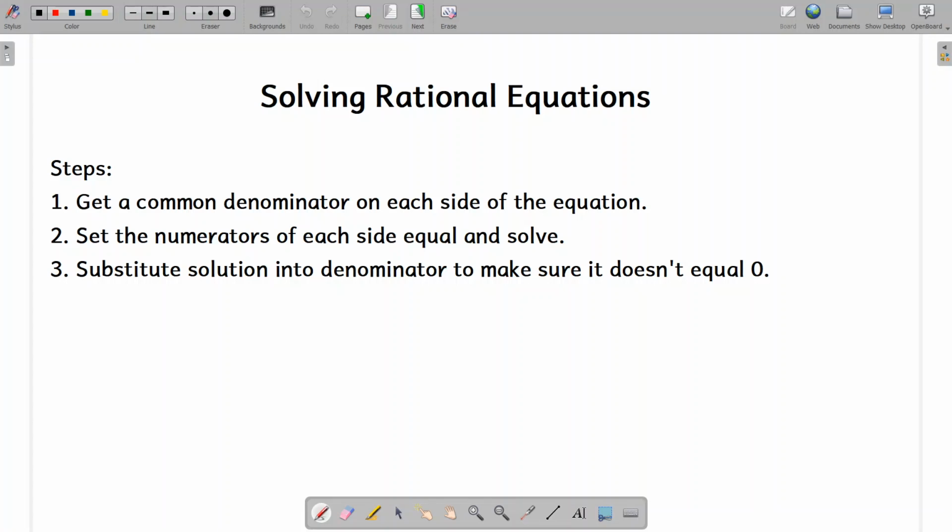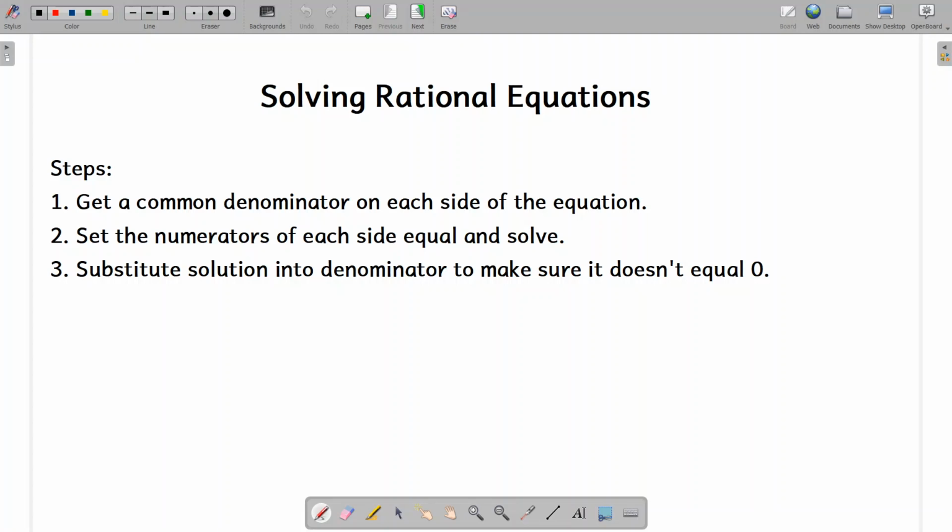Hey guys, this video is going to be about solving rational equations. Now, there's a couple steps here. The first thing that we want to do is get a common denominator on each side of our equation. Once we have that, we're going to just set the numerators equal to one another and then solve for whatever our variable is. We have to be careful about extraneous solutions here.